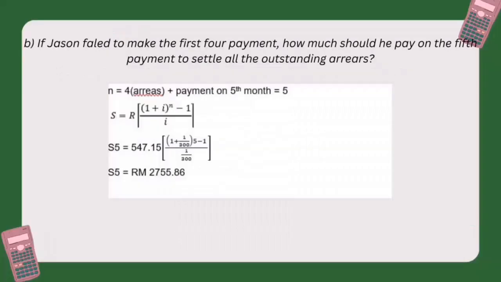So the total answer is I equals RM18,296.40. Question B. If Jason failed to make the first 4 payments, how much should he pay on the fifth payment to settle all the outstanding arrears? So n equals 4 arrears plus payment on the 5th month. So we must use this formula: S equals R in bracket 1 plus i to the power of n minus 1, over i. S5 equals 547.15 bracket 1 plus 1 over 300 to the power of 5 minus 1, over 1 over 300.